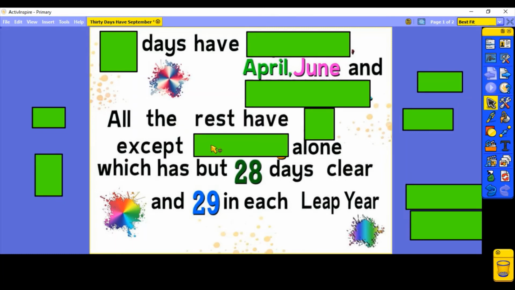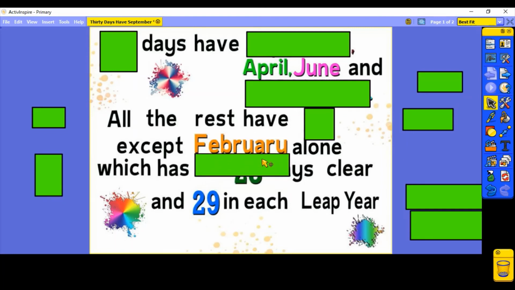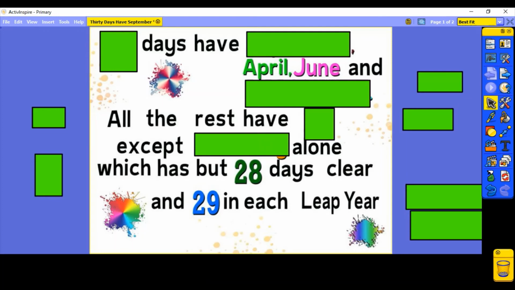Right, let's see if we can do it up to this point again. Okay, 30 days have September, April, June and November. All the rest have 31 except February alone. Well done. Okay, so let's now carry on and see if we can do some of these bits down here as well.